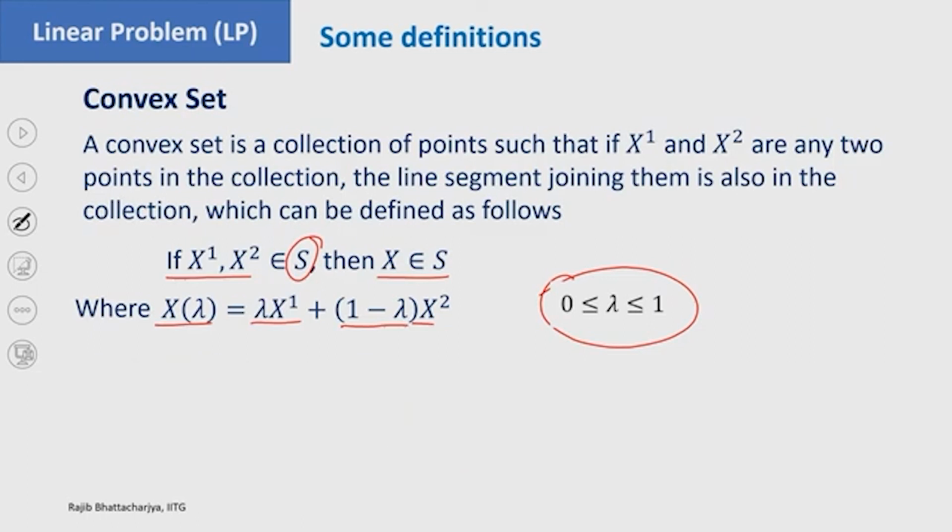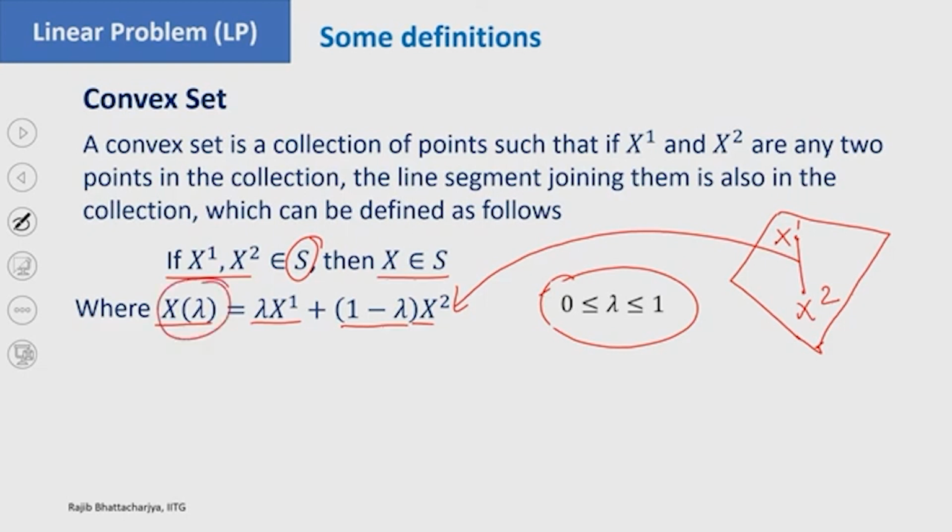So, what I am saying is, suppose I am talking about a convex search space. If you take any 2 points, this is x 1 and this is x 2, and you join these two points, this line I can represent by this particular equation. So, whatever the value of this x lambda, it should be within that collection. Okay. In that case I will call this set a convex set.